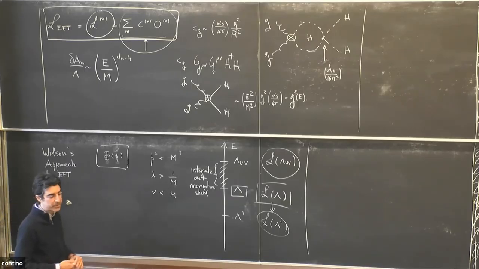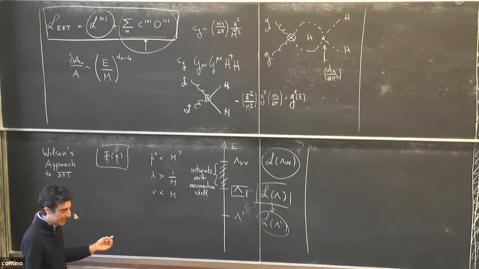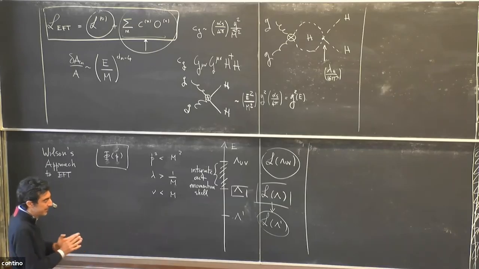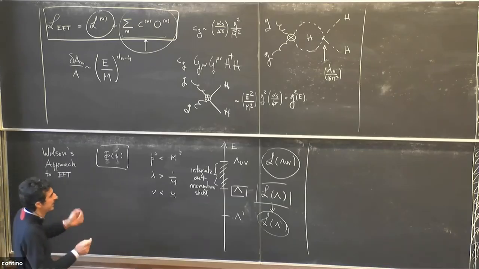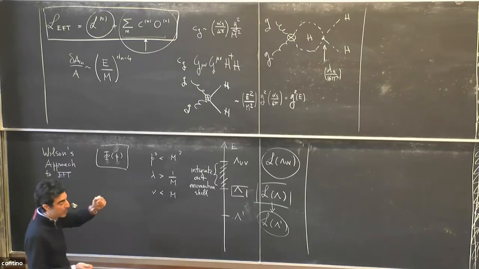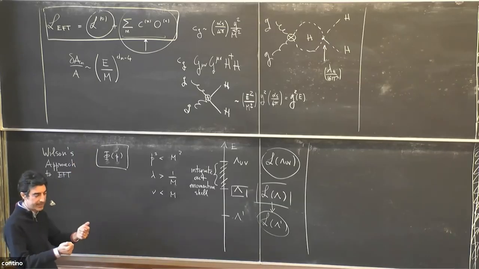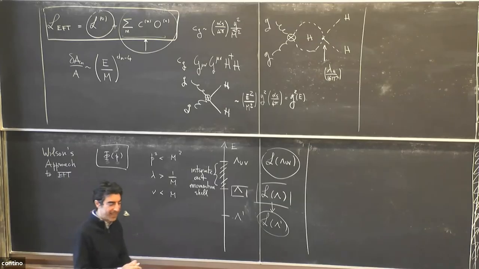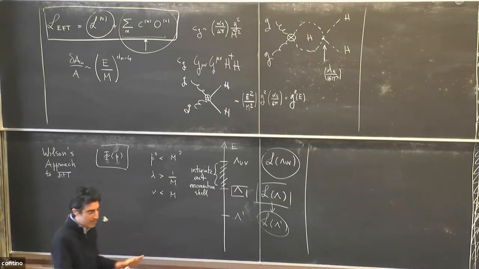And eventually, you can remove the cutoff. The cutoff can be completely removed, and its effect will be zero. I mean, there's no dependence on the cutoff anymore. There will be, however, some scale, let's call it the renormalization scale, which is implied by the renormalization procedure.